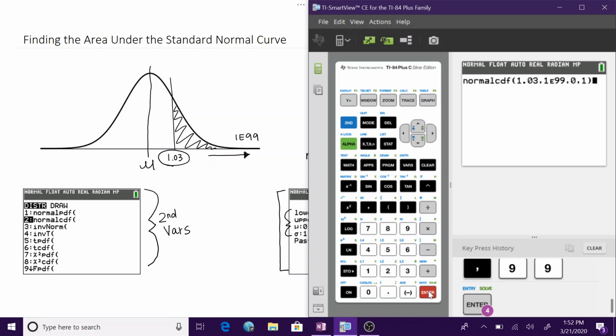After that, you press paste and press enter one more time, and you get your answer. The area under the standard normal curve from the given z-score 1.03 to the right is going to be 0.1515.